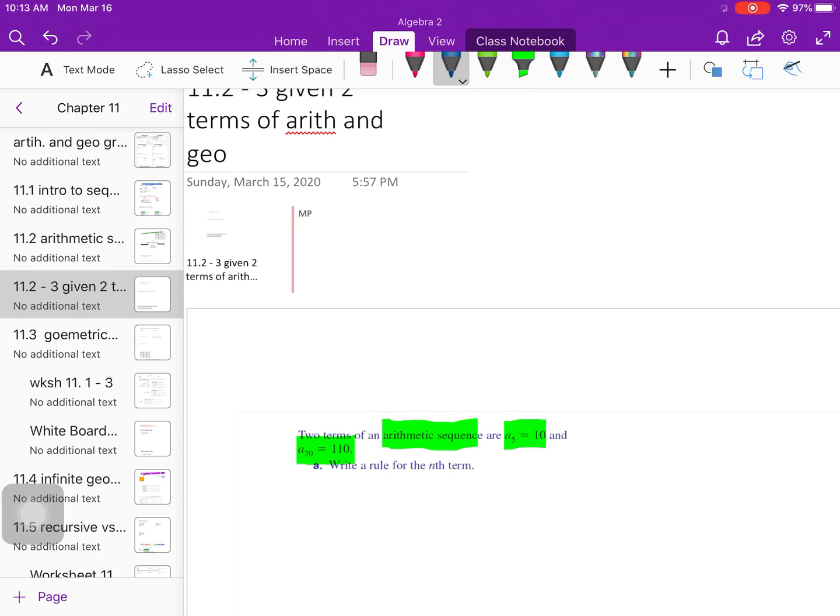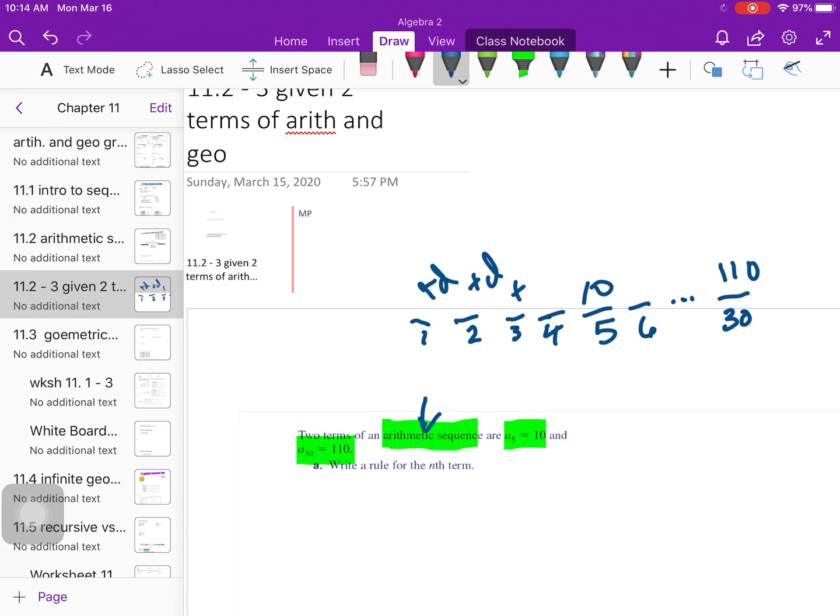So I first like to make a picture. My first term I don't know, my second term I don't know, third I don't know, fourth I don't know, but the fifth one is 10. Sixth one I don't know, all the way through the 29th one I don't know, but the 30th one is 110. And since it's arithmetic, we know from term to term we're going to be adding a common difference. So plus d, plus d, plus d, plus d.